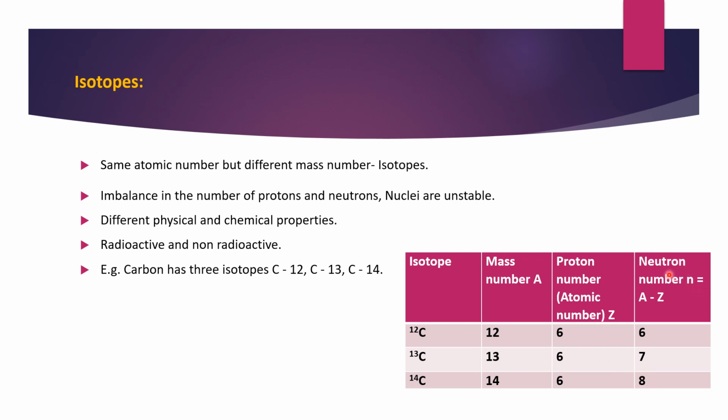And how do we get the number of neutrons? Mass number minus number of protons will give us the number of neutrons. So 12 minus 6 is 6 neutrons, 13 minus 6 is 7, and 14 minus 6 is 8. So for these isotopes we have these numbers of neutrons.